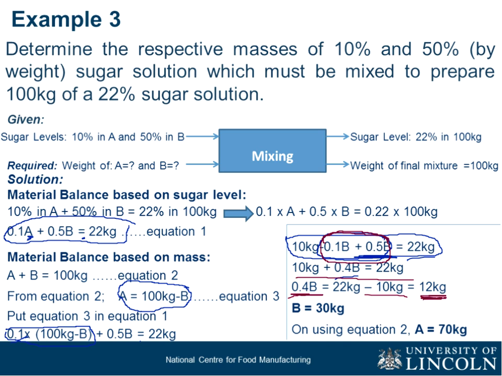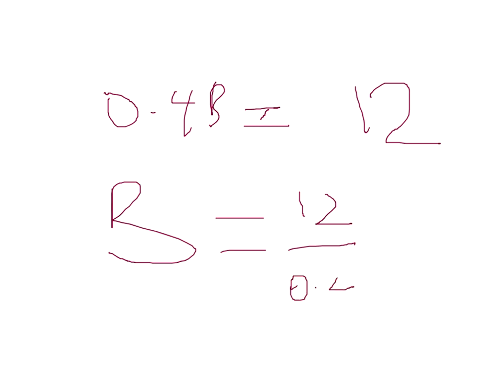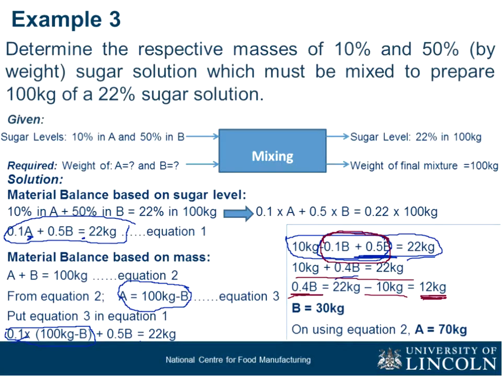So 0.4B equals 12 kilograms. Our interest is B, not 0.4B. So our interest will now be B, which is going to be equal to 12 divided by 0.4. Now, if you divide your 12 by 0.4, you will definitely get 30 kilograms. So our answer for B will be 30 kilograms.